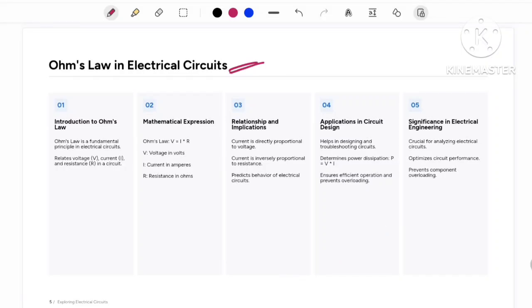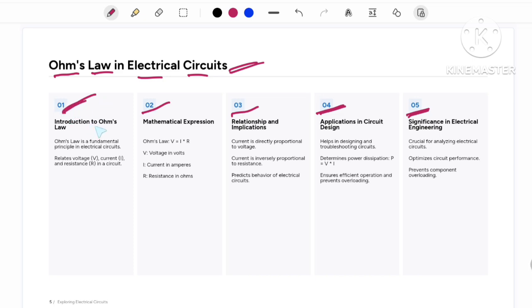In this slide, we are discussing what kind of law occurs in an electrical circuit. See Ohm's law here, right? So what is Ohm's law? The first point is the introduction to Ohm's law, then the mathematical expression of Ohm's law, and the relationship and implications of Ohm's law. The fourth point, application in circuit design by using Ohm's law. And the fifth one, significance in electrical engineering. Let's see one by one.